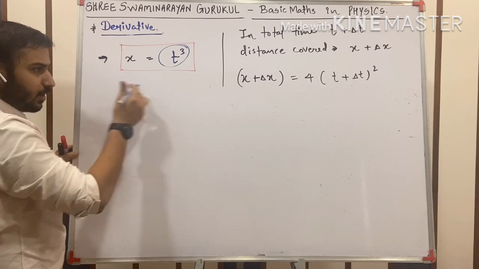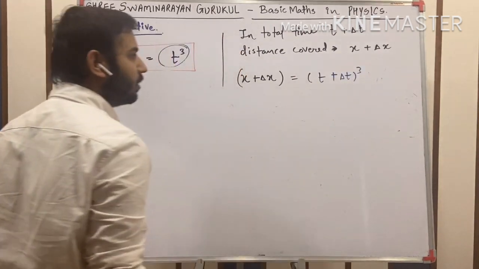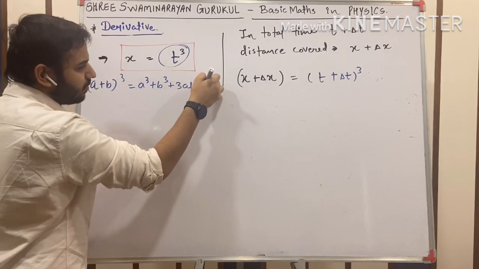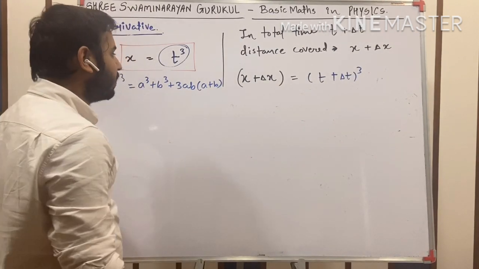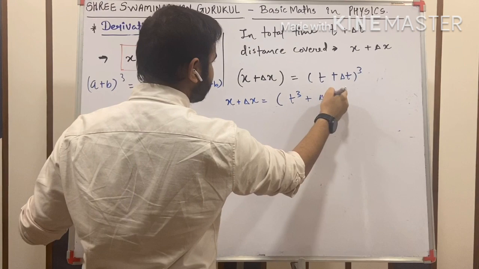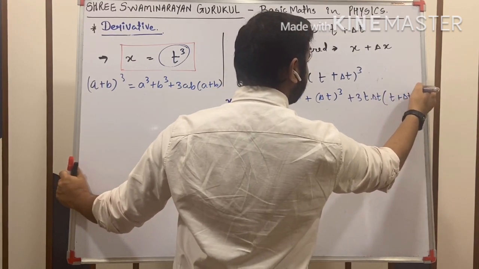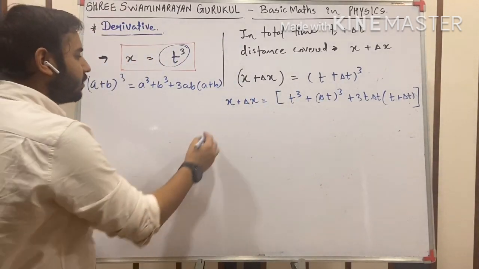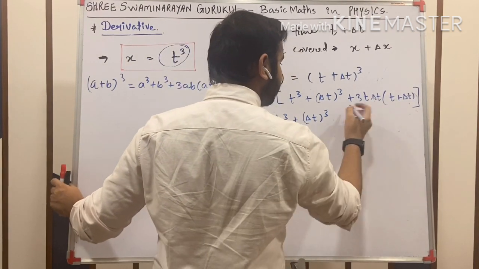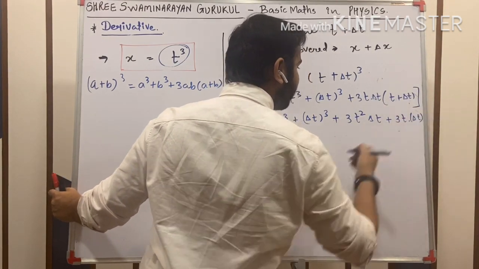So for this, x plus delta x is equal to t plus delta t whole cube. I hope you people remember this: a plus b whole cube is a cube plus b cube plus 3ab into a plus b. Instead of a, you can write t, instead of b, delta t. So x plus delta x is t cube plus delta t cube plus 3 t into delta t into bracket t plus delta t. Okay, very simple basic mathematics formula. So therefore x plus delta x is equal to t cube plus delta t whole cube, plus 3t square delta t plus 3t into delta t square.